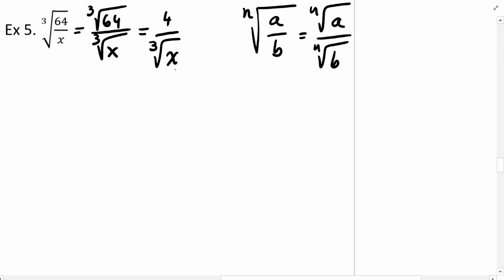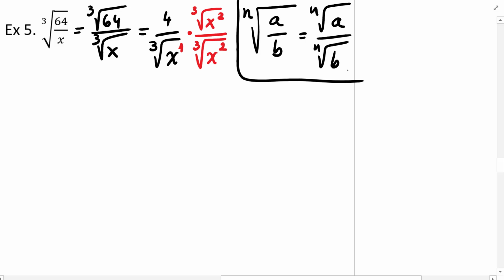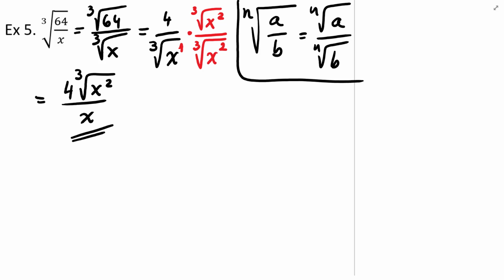So now, having this denominator, let's try to multiply so that we get rid of the radical. Again, our goal would be to have the cube root of x to the third. So we would need an x to the second, because I already have an x to the first, and the cube root of x to the second. Now when we multiply across, we get 4 times the cube root of x to the second over x, and mission accomplished.